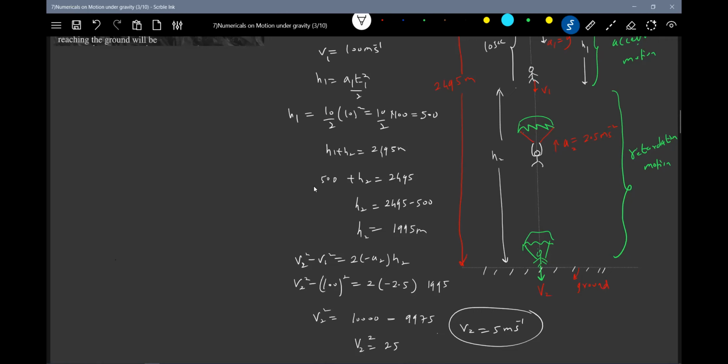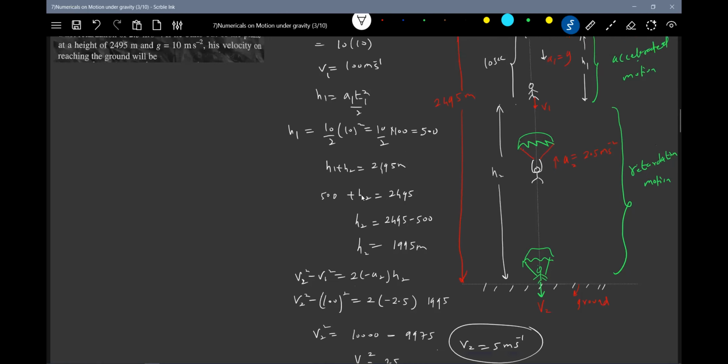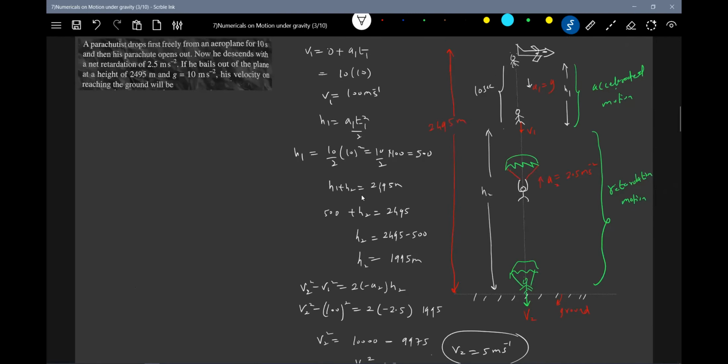I think he can land safely, no? The person should strike the ground with a very low speed. That is the condition: what retardation, and what height he should bail out from. I think a lot of science is involved, not just wearing a parachute and jumping.